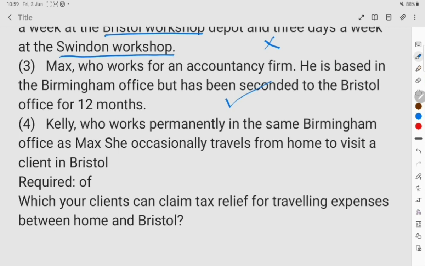Fourth, Kelly, who works permanently in the same Birmingham office as Max, occasionally travels from home to visit a client in Bristol. As she occasionally travels from home to visit a client in Bristol, this is said to be her journey for the performance of her duties. So that is why she is also allowed travelling expenses tax relief with regard to this visit.